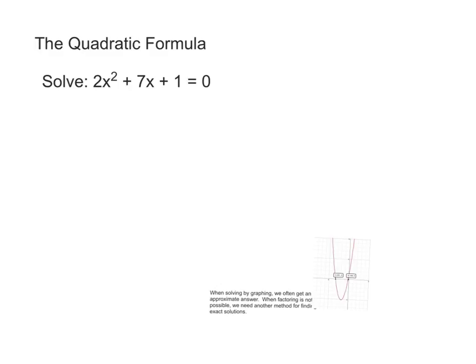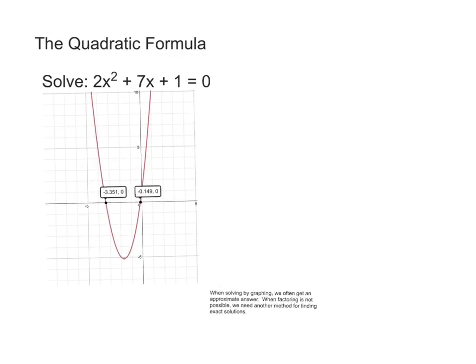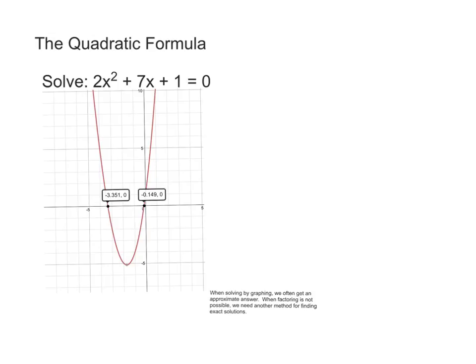I'm going to be talking about the quadratic formula. When you come across a quadratic equation like this one and you're not able to factor, you need another algebraic method to solve it. Right now, we know we can use graphing. We can graph and find those answers, negative 3.35 and negative 0.15.